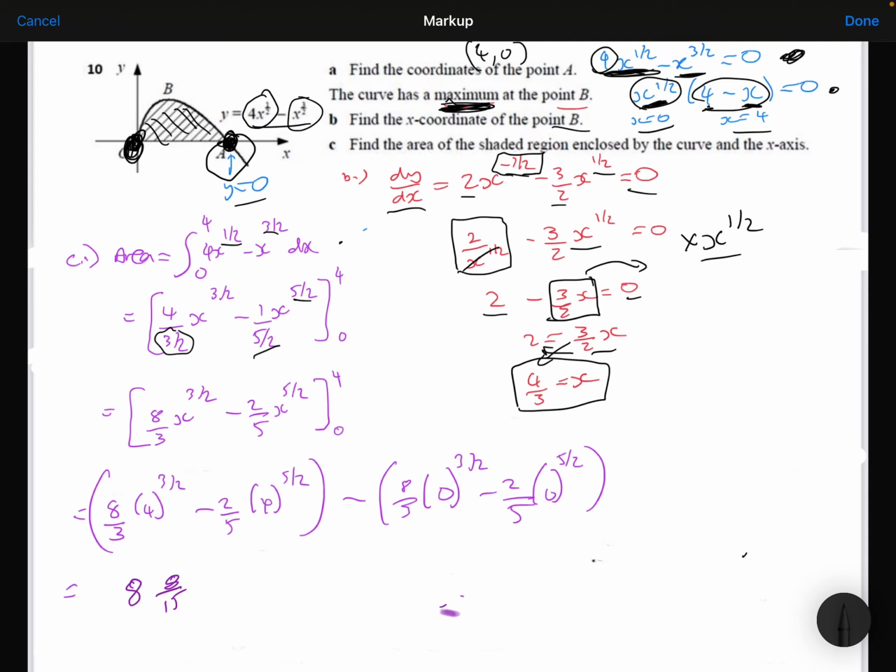I'm then just simplifying this. So 4 divided by 3 over 2 is the same thing as 8 over 3. Because the 4, I can times top and bottom of this fraction by 2. And 1 divided by 5 over 2 is the same thing as 2/5. I've then substituted the 4 limit in, here and here. Then I substituted the 0 limit in, here and here. And then took them away. And that gives me my answer.